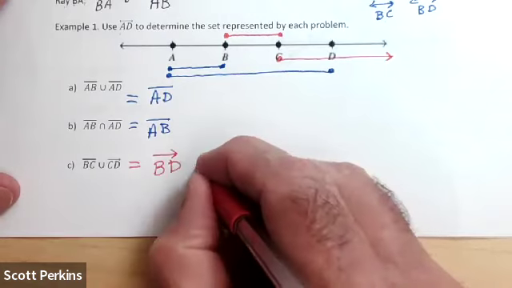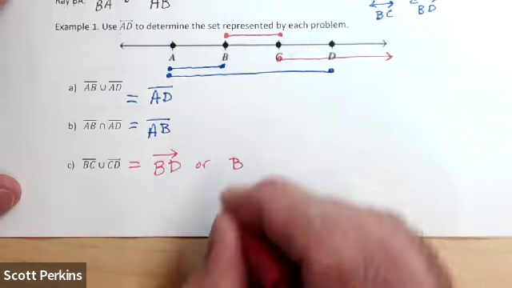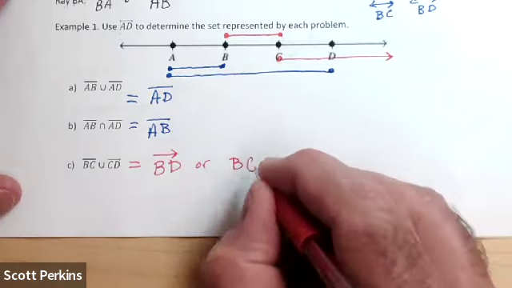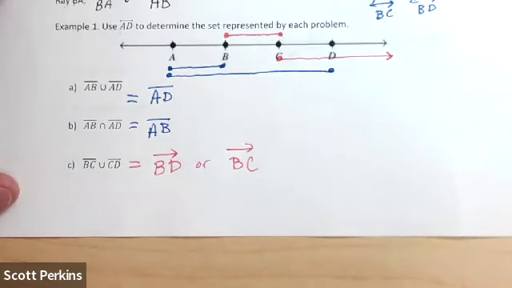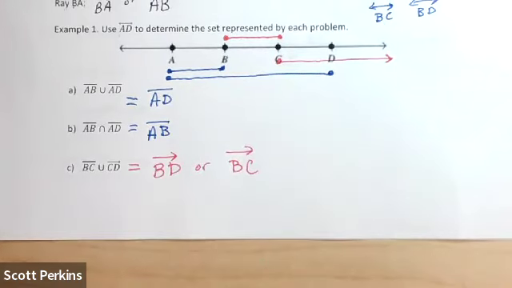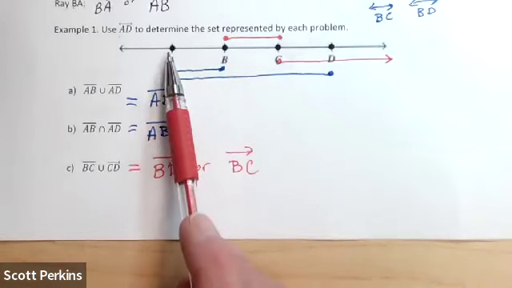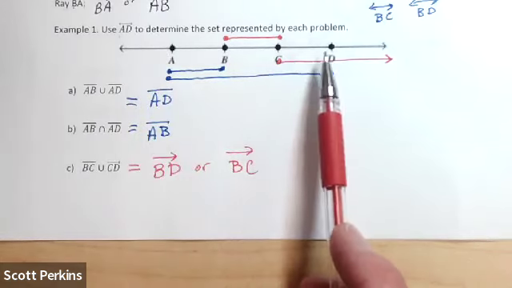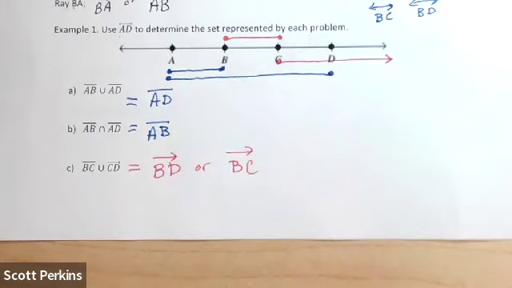But you might say, hey, Perkster, I would have said it starts at B and it goes in the direction of C. That would be fine too. But what is non-negotiable about a ray is what the starting point is. You can't pick A as the starting point, or C or D. It has to be B is the starting point. Am I making any sort of sense here?